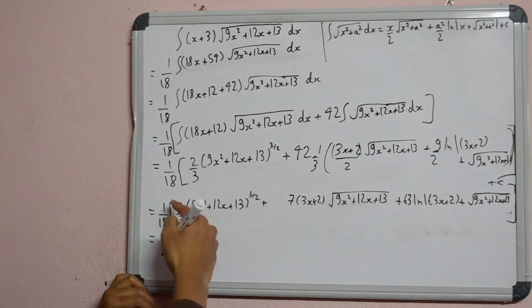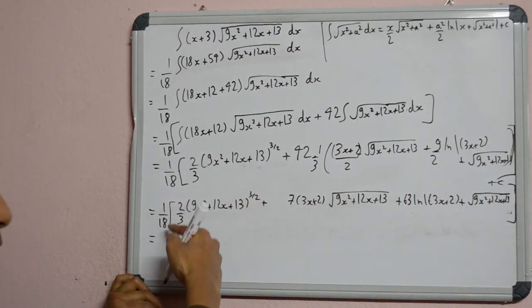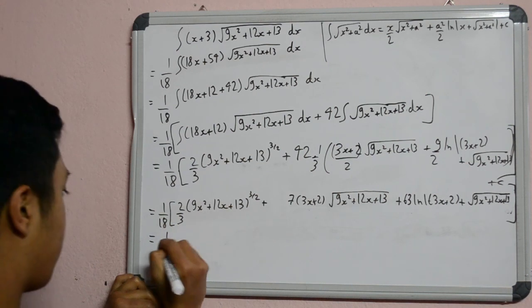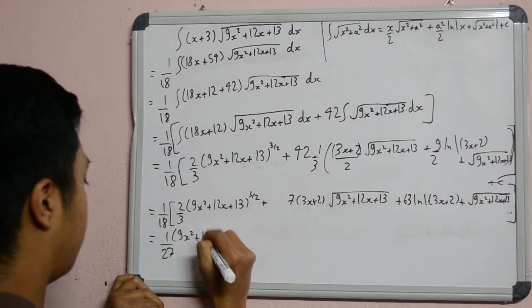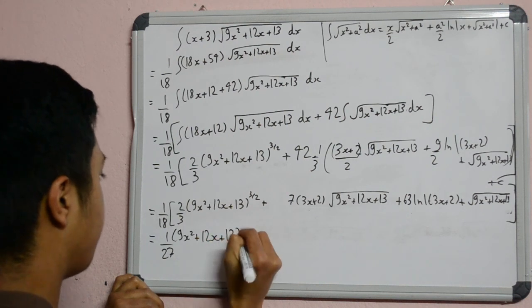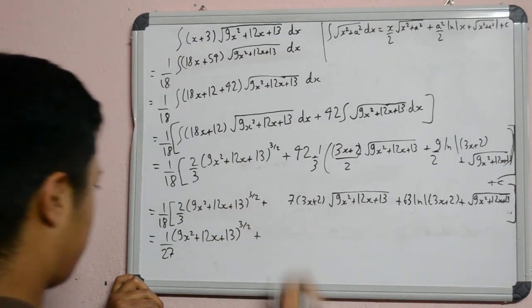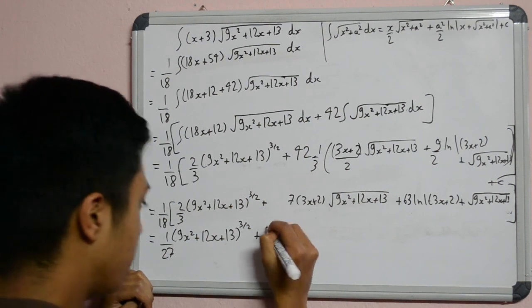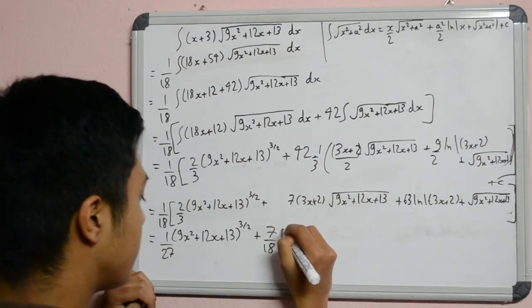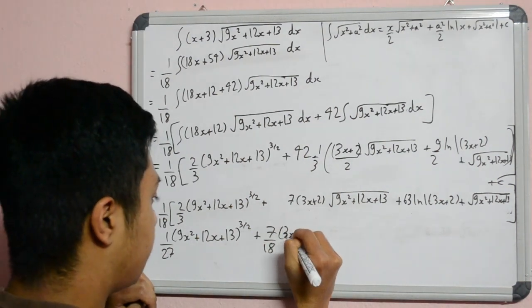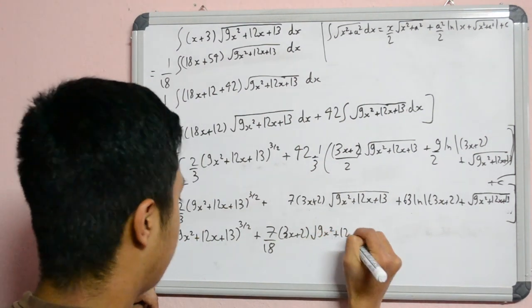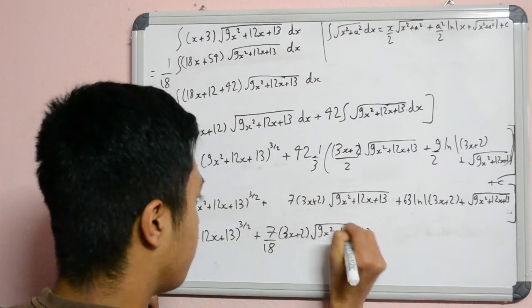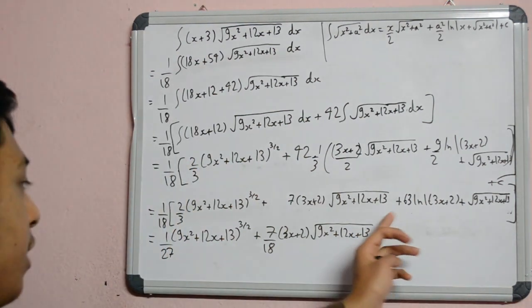So this 2 and 18 cancels, giving 9 in the below. So this is 1 by 27, 9x squared plus 12x plus 13 to the power 3 by 2 plus 7 by 18, 3x plus 2 root 9x squared plus 12x plus 13 plus 63 by 18.